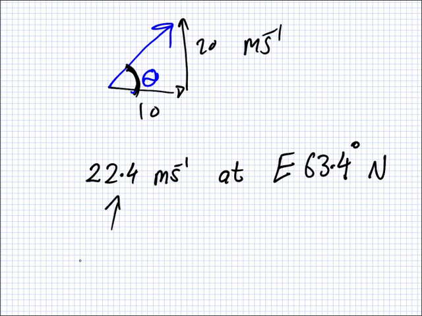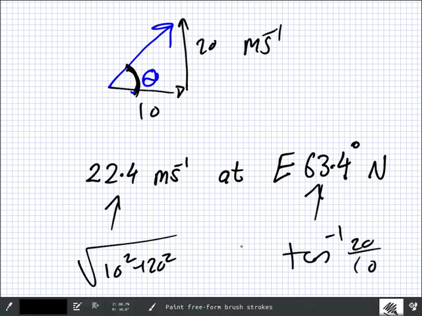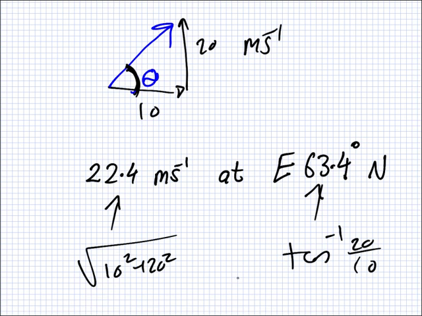So the way we got this is square root of 10 squared plus 20 squared, and the way we got this was tan inverse 20 over 10. We call this tan inverse, not arctan here. Americans call it arctan. Okay, continue. We should use radians or degrees when we're using the arctan. Degrees for the moment.